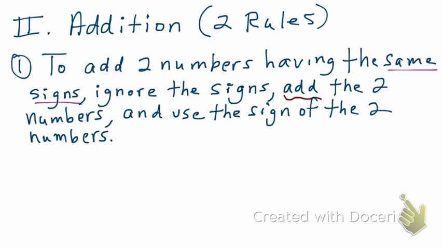Alright, so let's do that. So here we have two positives. So we're going to ignore the signs. We add the numbers. We get 12. And we'll use the sign of the two numbers. They're both positive, so we get a positive 12.